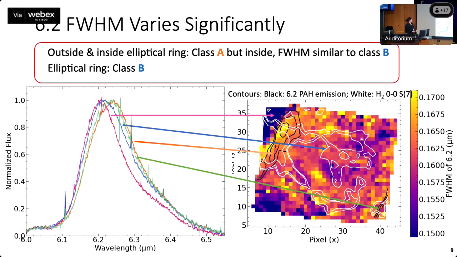We also see that the full width half max varies significantly. We see a narrow profile outside the elliptical ring, which is shown by the purple pixels. And it's very noisy, but in the ring and inside the ring, we see a Class B profile, so broader 6.2 features. Okay, why is this important? Essentially, it means that we have distinct PA populations throughout the nebula.